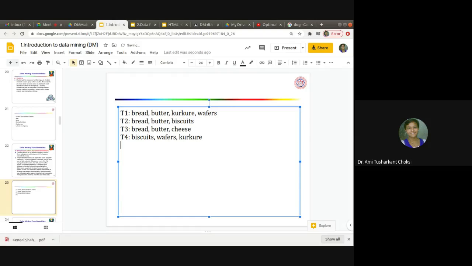So what are the items we are considering here? Bread, butter, kurkure, wafers, and cheese, right? So this is what is considered, and that is called our item set. In that we can write it as bread, butter, kurkure, wafers, and then after that we can say biscuit, right? So typically we say it as our universal set, right? So that's what we are putting here. This is our full item set, right? And the cheese.